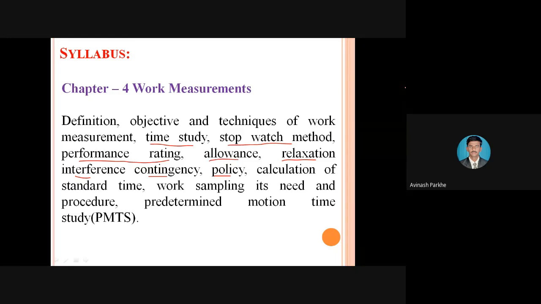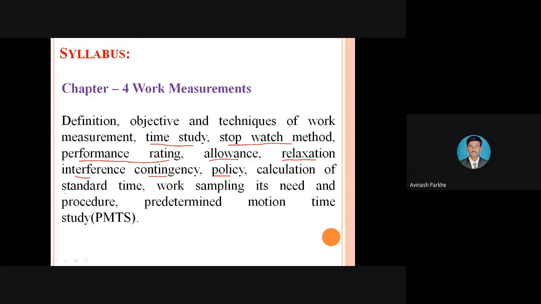So such types of allowances are needed for changing the tool, changing the coolant, changing the oil, or if any operator has to go for drinking water. For such types of activities, allowances are to be provided. So different types of allowances we are also going to discuss in this particular chapter.